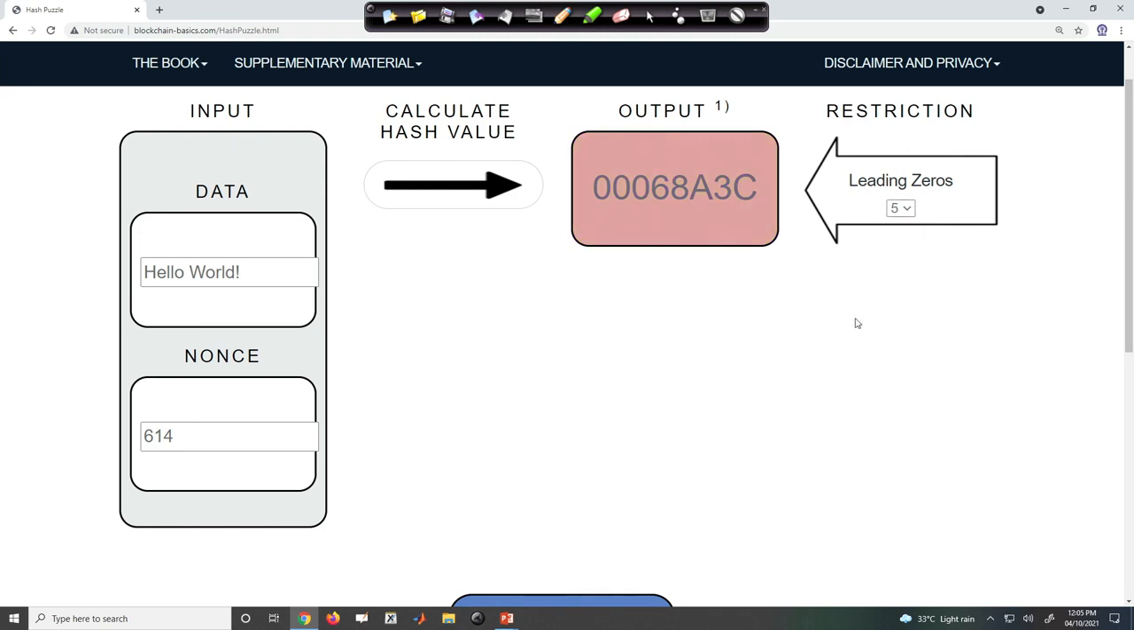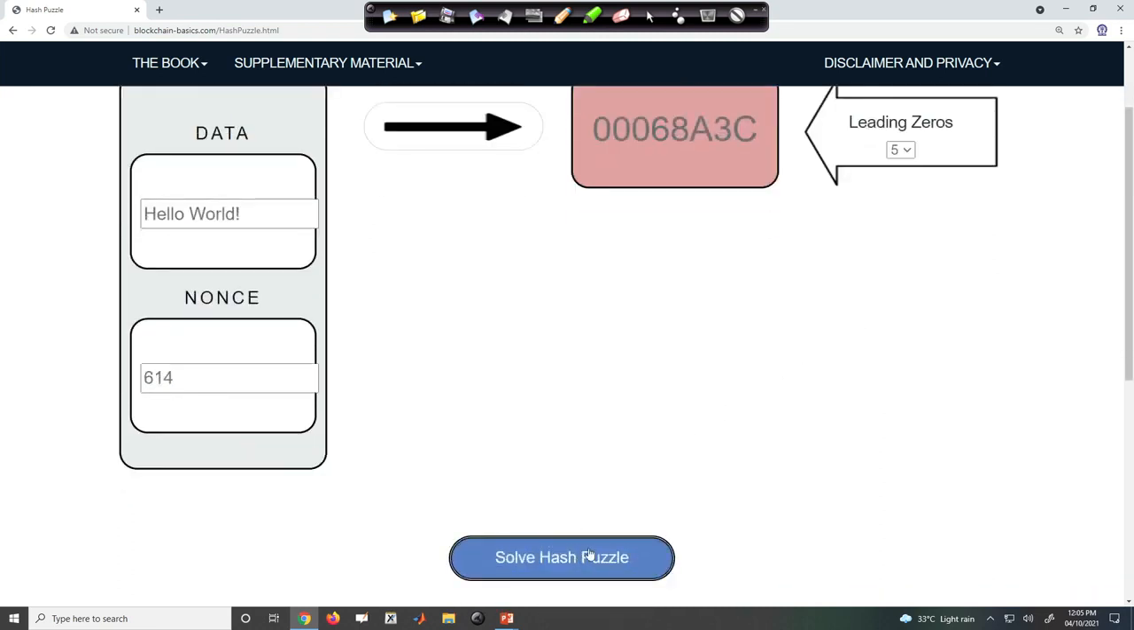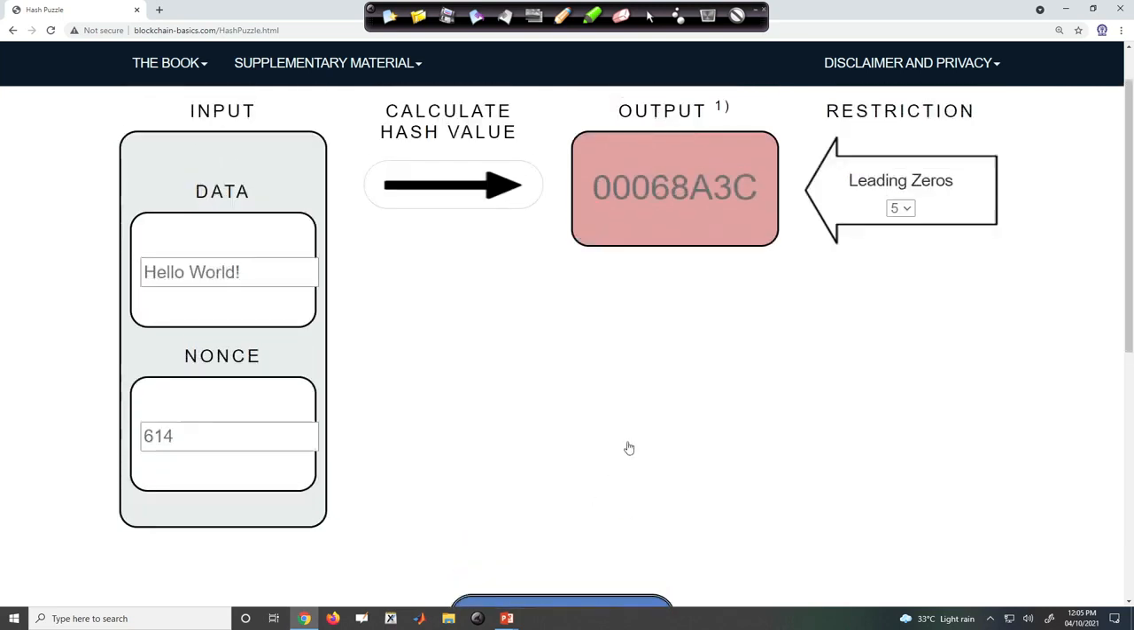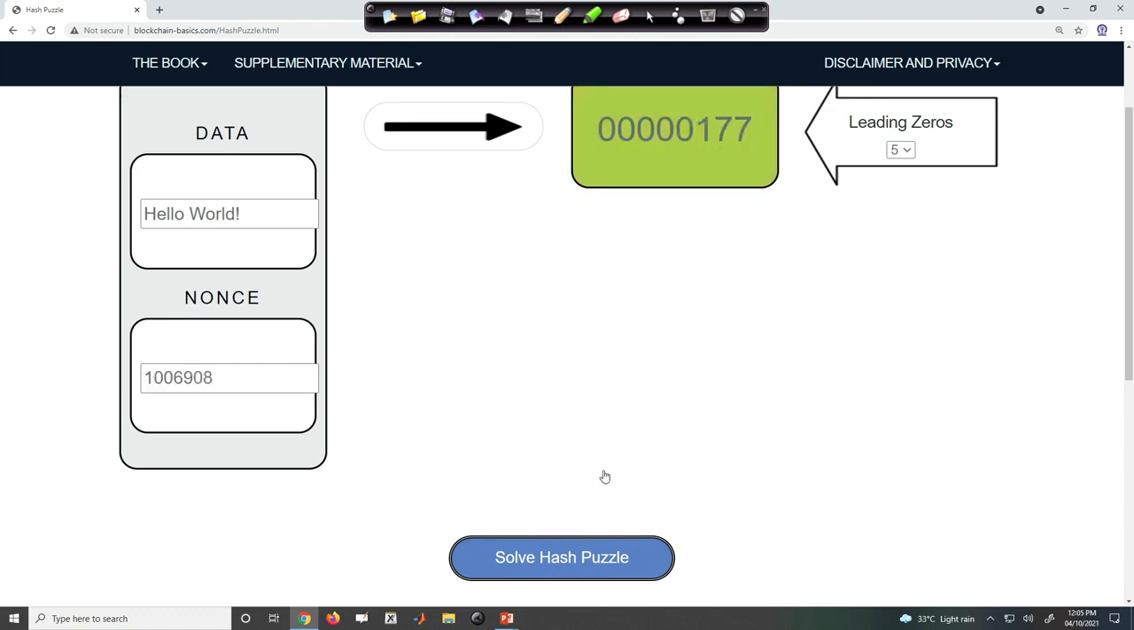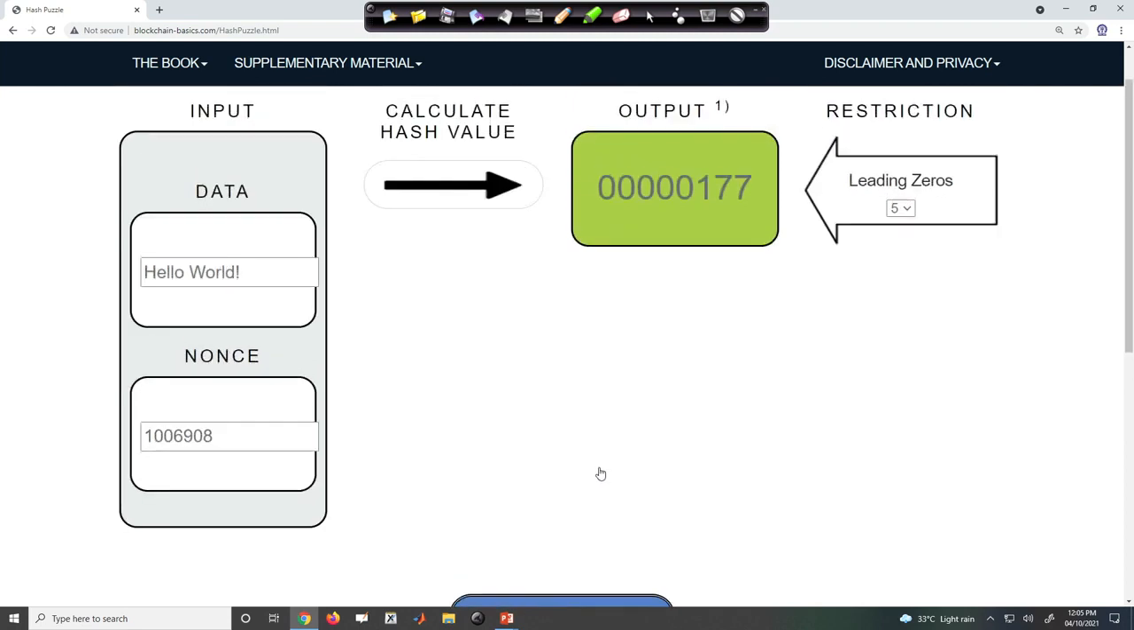Now, if I try say 5 leading zeros and try to solve the hash puzzle, then what is happening is that you see that it is taking a lot of time. So what does it mean? It means that if we are trying to solve the hash puzzle with more leading zeros, it takes longer. Look at this example: I have got the solution after some more time.